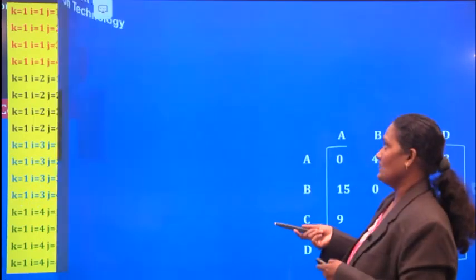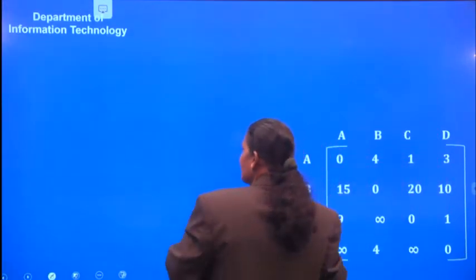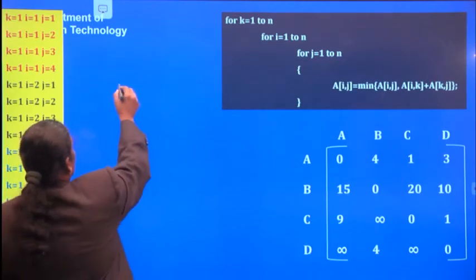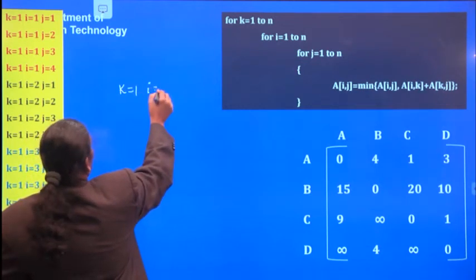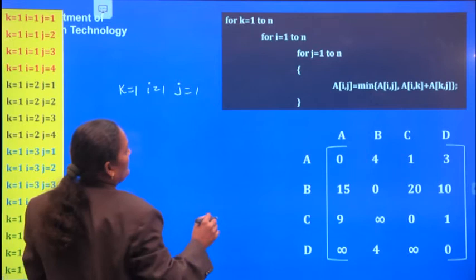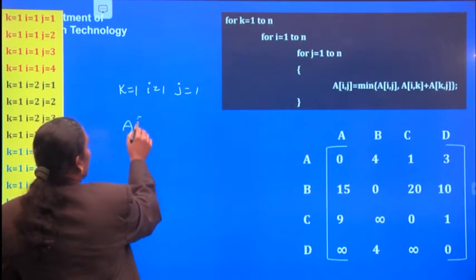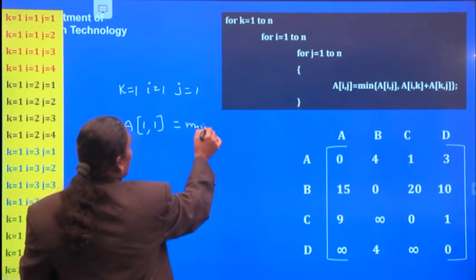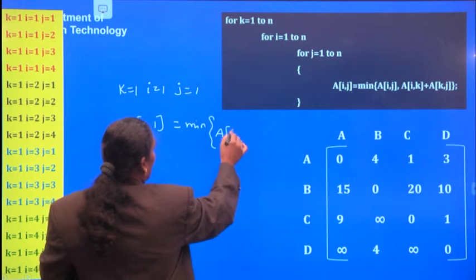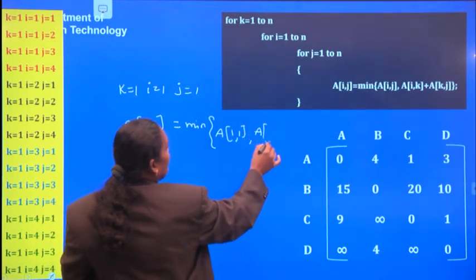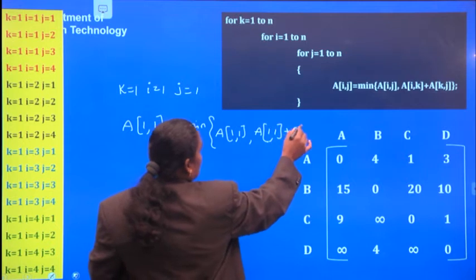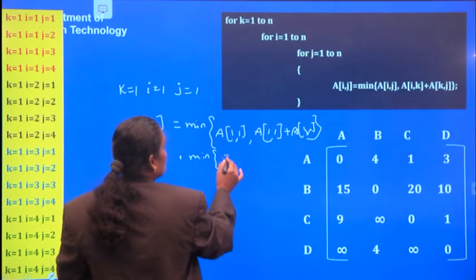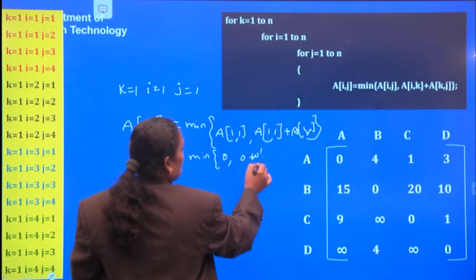Okay, let us see the first one. Here this is the cost matrix, and this is our algorithm. What is the first case? k is equal to 1, i is equal to 1, j is equal to 1. Now what algorithm do I need to follow? A[i][j], with i meaning 1 and j meaning 1, is equal to the minimum of A[i][j], that is A[1][1], comma, A[i][k] plus A[k][j]. Here all are ones, so we can write directly: this is minimum of 0, comma, 0 plus 0, which becomes 0.